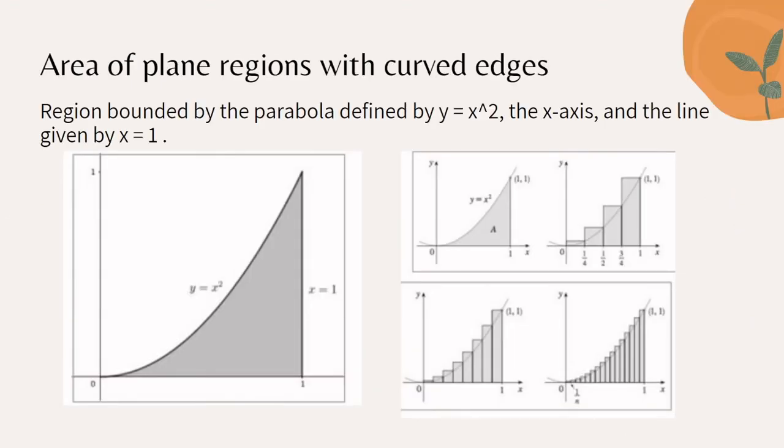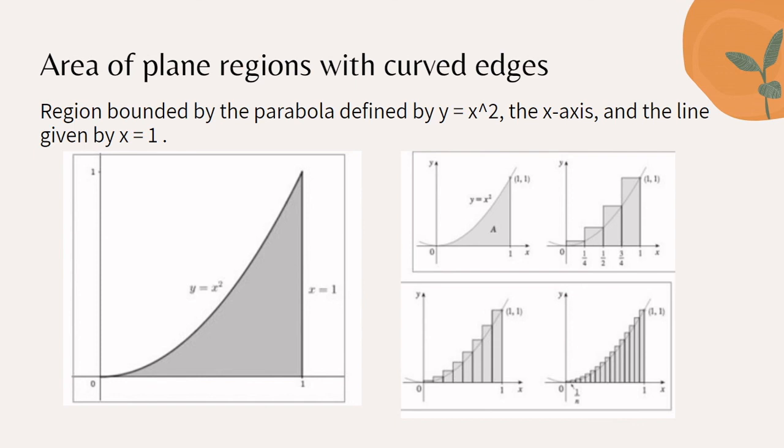This method is not appropriate for computing the area of plane regions with curved edges, like the region bounded by the parabola defined by y is equal to x squared, the x-axis, and the line given by x is equal to 1. To determine the area, use the Greek method of exhaustion. Rectangles are inscribed in the figure. Through the sum of the areas of these rectangles, the approximation of the actual area of the region can be obtained.